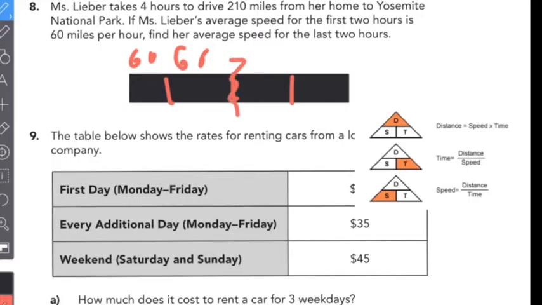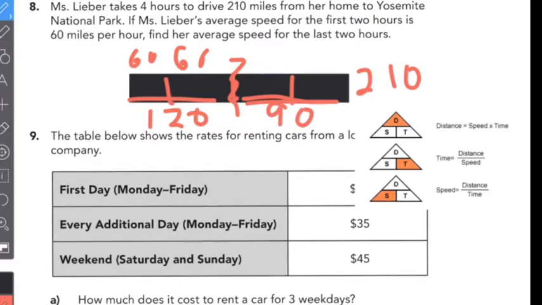And now it says, what's her average for the last 2? Well, she drives 210 miles. The first 2 hours, she drives a total of 120. So we have to figure out how many miles she drives the last 2. Well, you take 210 minus 120, you're going to get 90. And now you have to find the average speed for the last 2 hours. So you have a couple pieces of information to help you. So we have to find the average speed.